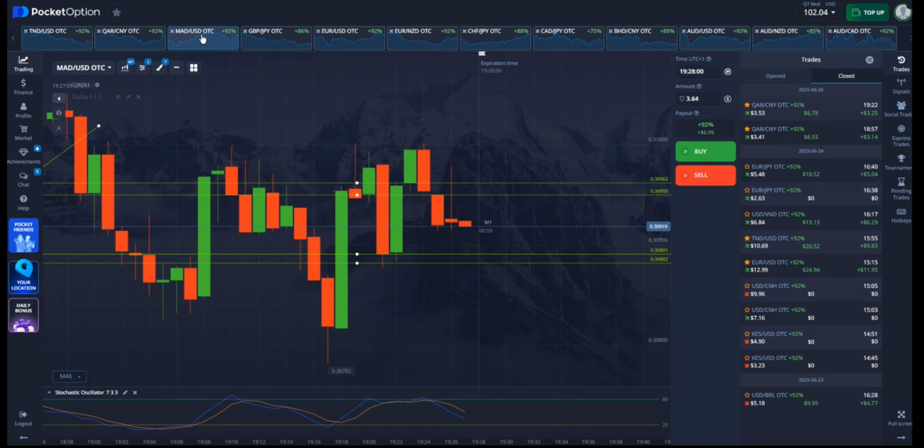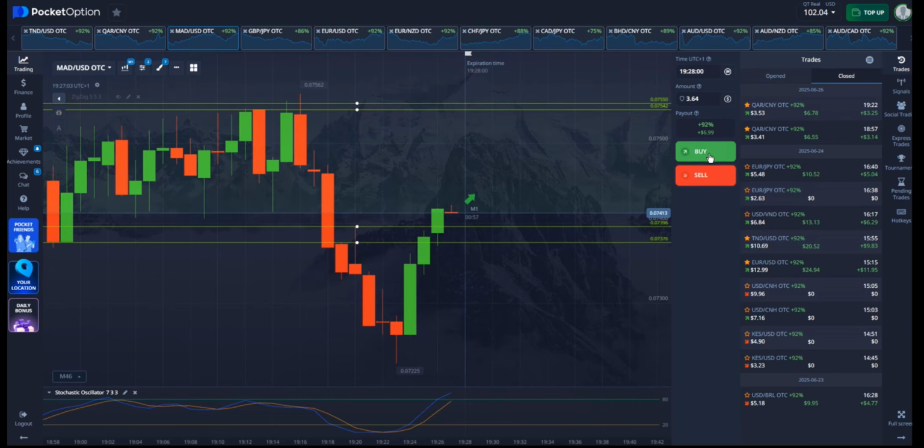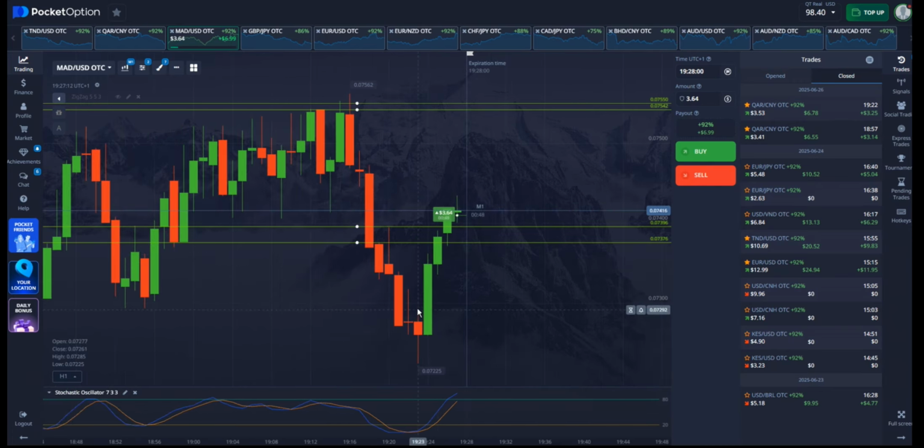So we're not taking any trade. Let me see this. If this comes down, we take a buy here. We had the breakout, so this trade should continue. It should continue its momentum upwards at least.